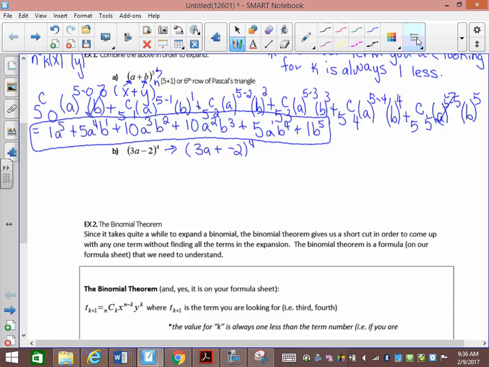So the common error on the diploma is going to be that people are going to go 3a and 2. They're going to treat this as their x. They're going to treat positive 2 as their y. And they'll have that answer there. It's not correct. This is your x. This is your y. That is your n. So your y is actually a negative 2, which changes the whole game, right? So you have to remember that if there's a subtracted sign in there, you have to go plus and minus.